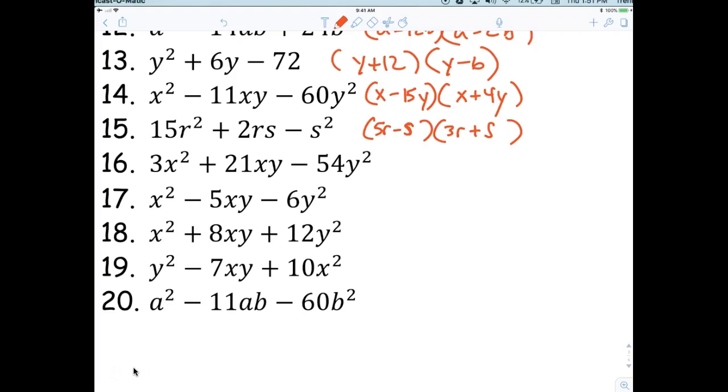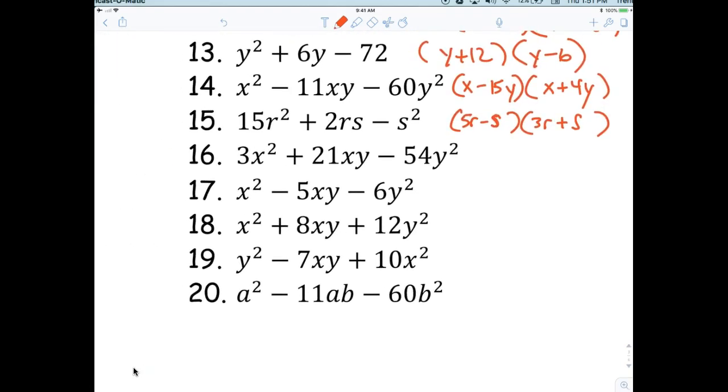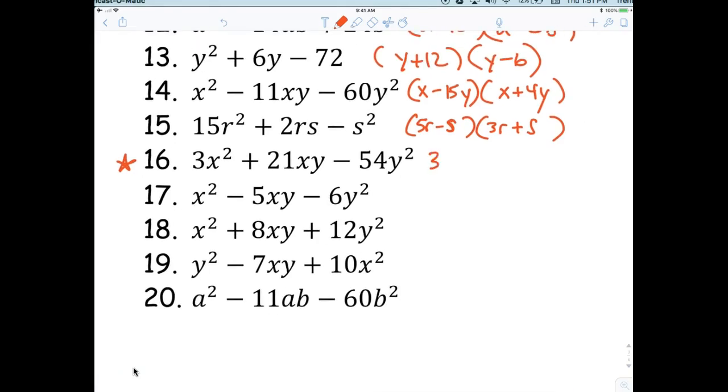Okay, 16. Ooh, good job, kiddo. This one is a little bit harder because you're supposed to recognize the GCF. What is the GCF? Which is 3. You've got to factor out a 3. So it's 5. I don't like this. So it's a 2.